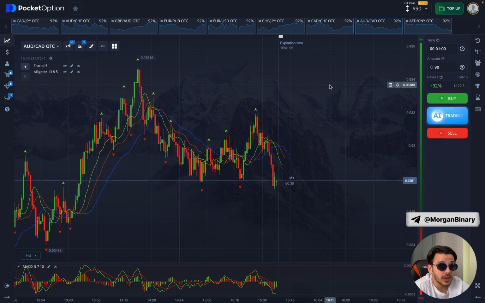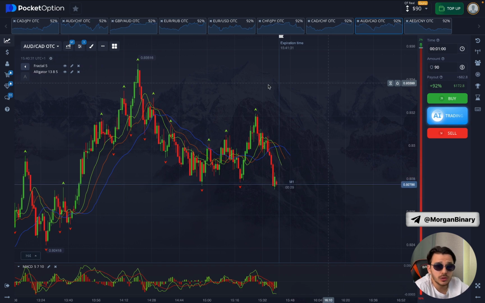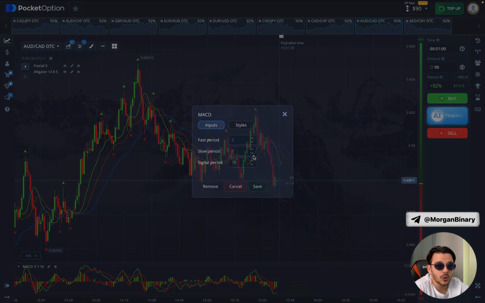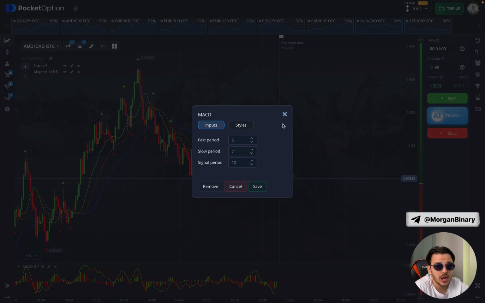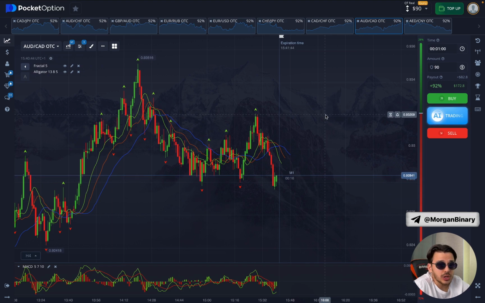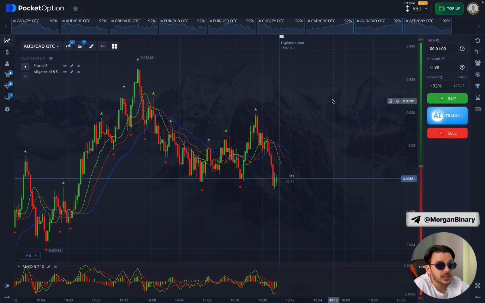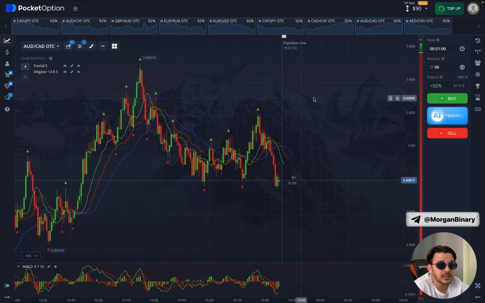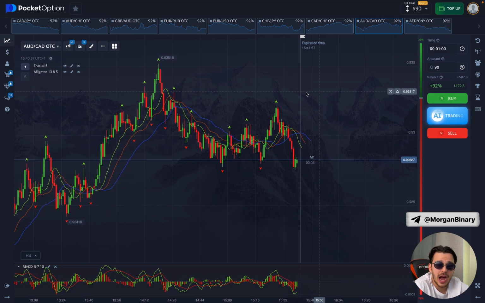I have analyzed the market and came to the conclusion that today we will use the following bunch of indicators. It includes fractal with period 5, alligator with default settings, and MACD oscillator with these settings. We'll trade on the 1 minute time frame as usual, and the first trade will be opened by me for $90. This is my starting balance.